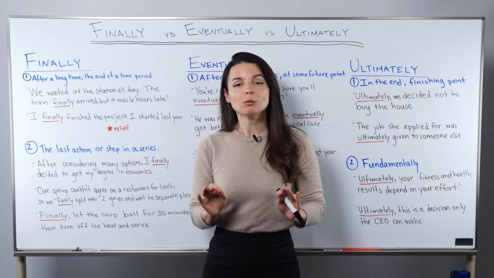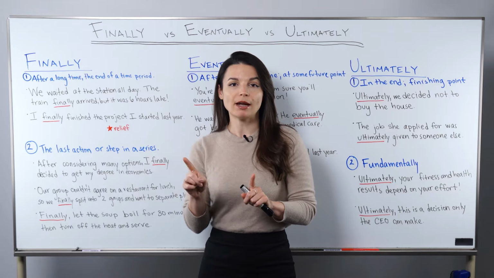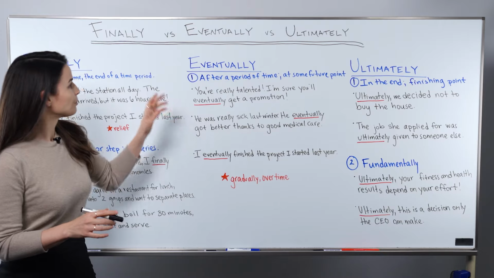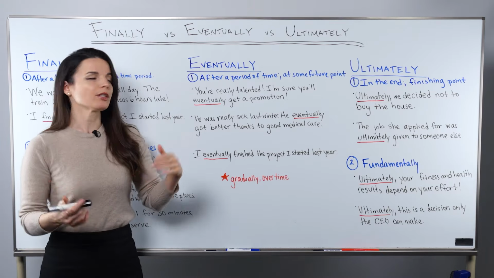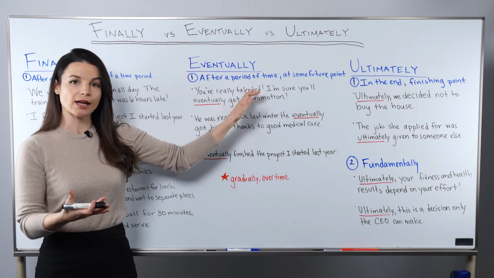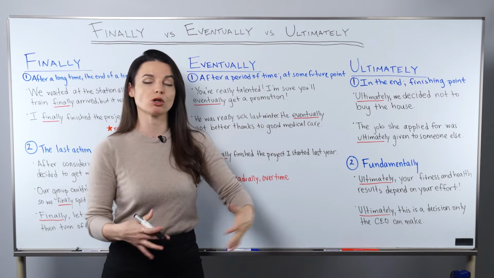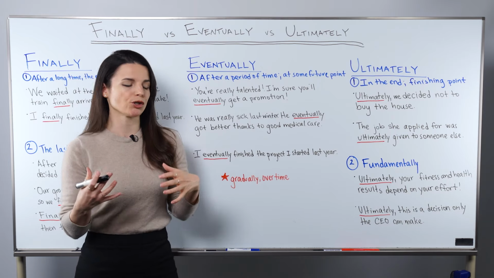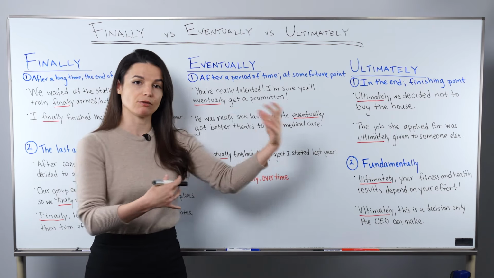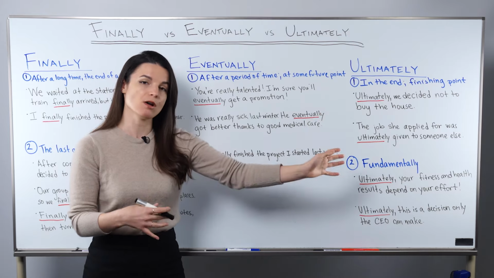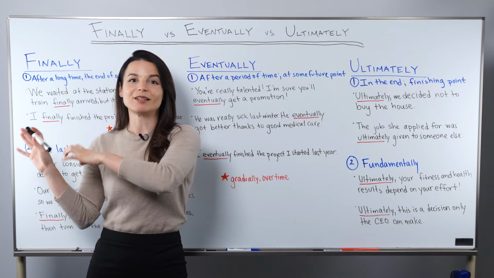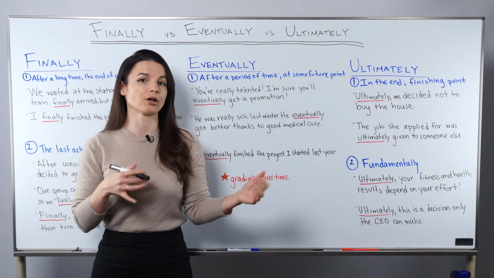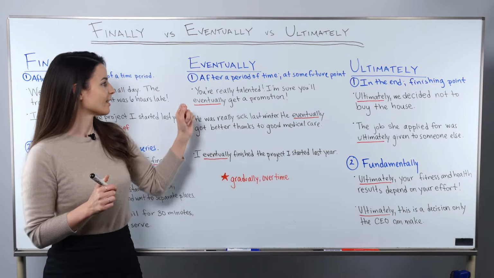Okay, so now that we've looked at finally, let's compare this to eventually, the second word for this lesson. Eventually is used to mean after a period of time or at some future point. So we use this word a lot to refer to things that may happen in the future, or things that actually happened in the past, but after a period of time. These are the typical uses of the word eventually. So let's look at our examples.